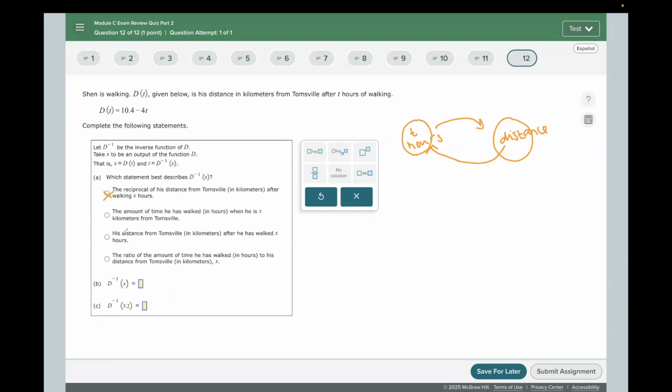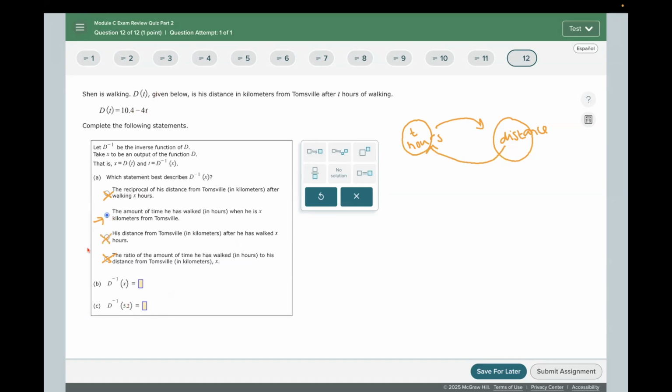Well, it's not a reciprocal, and it's not a ratio. And okay, this answer is saying the amount of time he has walked in hours when he is x kilometers from Townsville. That looks good. And notice if it's his distance from Townsville in kilometers after he has walked x hours, well, that's what d of t is, but with the variables flipped. So it's going to be this one.